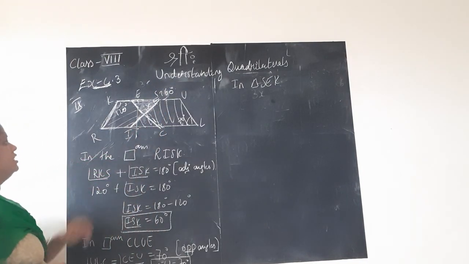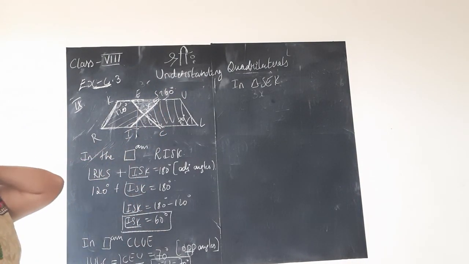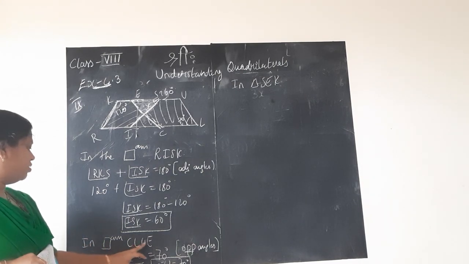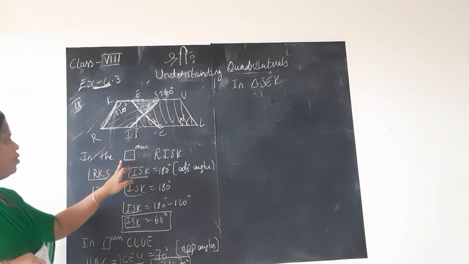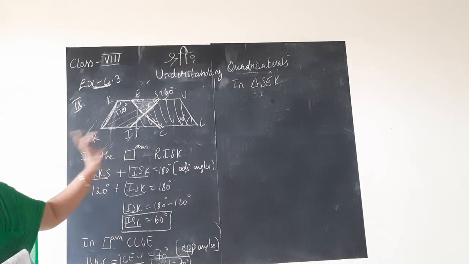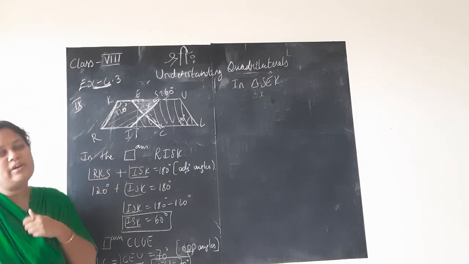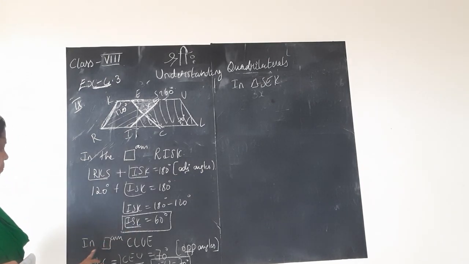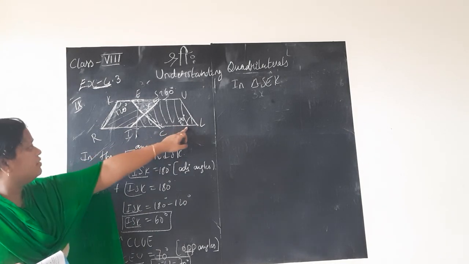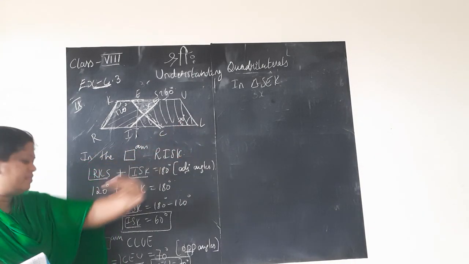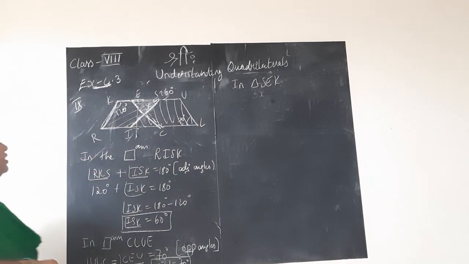Next I will consider the second parallelogram CLUE. In the second parallelogram CLUE, children, this box is the short form I use for parallelogram. But that is for me and not for you. I want you to write the whole word. So in parallelogram CLUE, angle L is given to us. It is 70 degree. So we shall make use of that now.